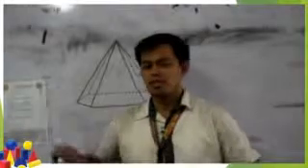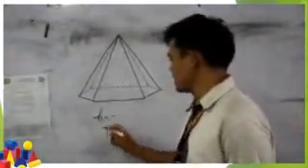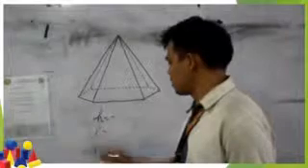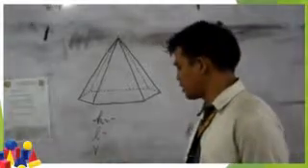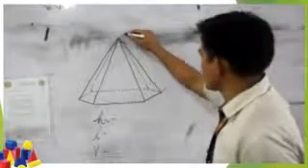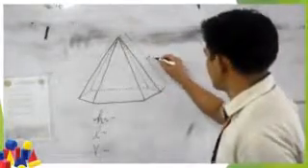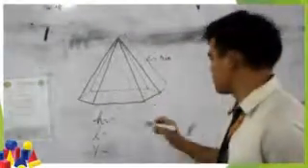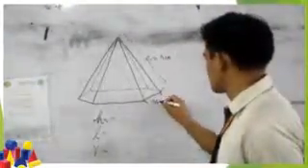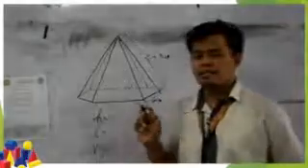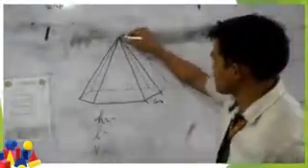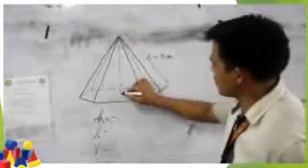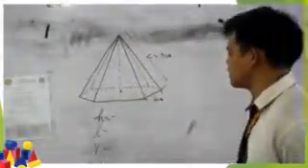In the problem, we are asked to find the height, the slant height, the volume, and the total surface area of the pyramid, given the lateral edge, which measures 10 cm, and the measure of one side of the base, which is 6 cm. In order to find these, first we have to find the altitude of the pyramid.